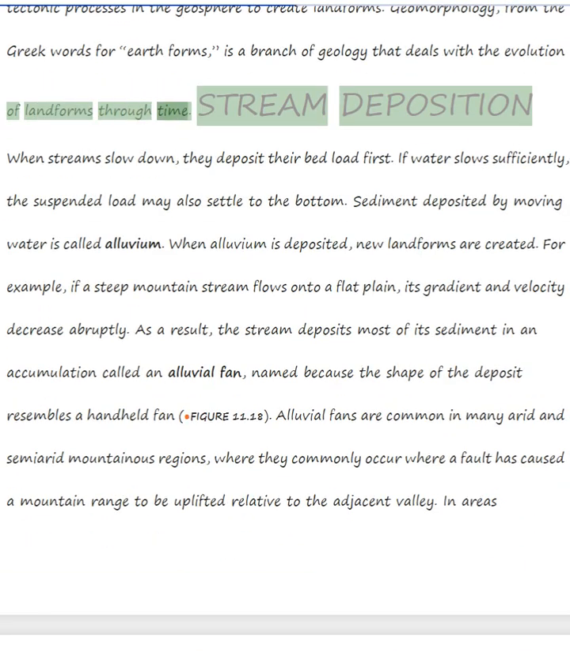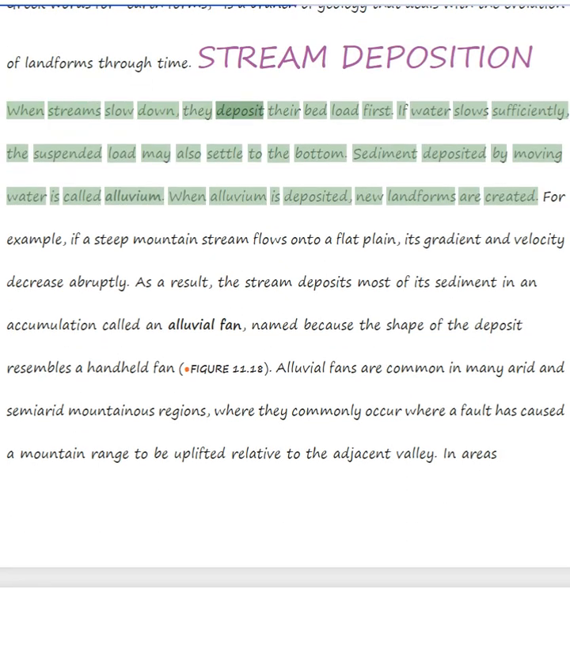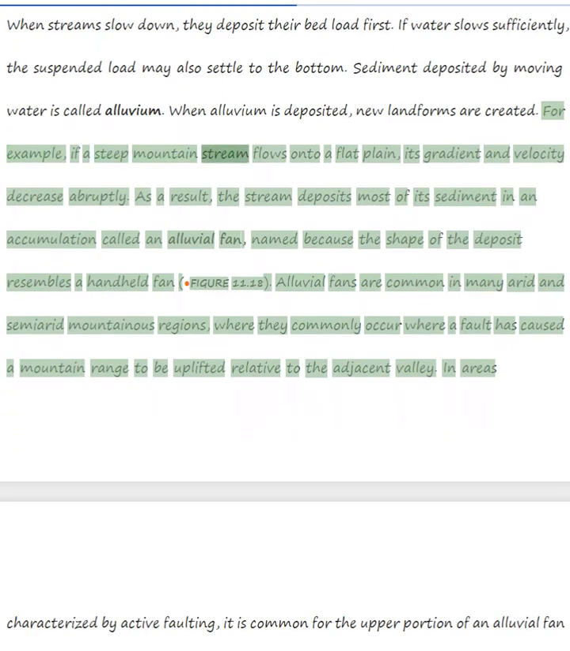through time. Stream deposition. When streams slow down, they deposit their bed load first. If water slows sufficiently, the suspended load may also settle to the bottom. Sediment deposited by moving water is called alluvium. When alluvium is deposited, new landforms are created. For example, if a steep mountain stream flows onto a flat plain, its gradient and velocity decrease abruptly.